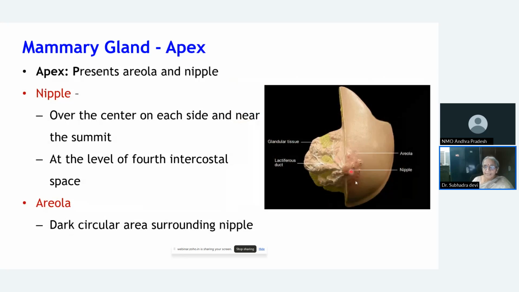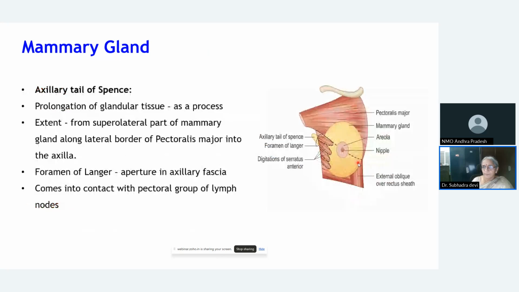And what will be the apex? The areola is on the nipple, and the center is the nipple you are seeing, at the level of the fourth intercostal space. That is important, and correlate it with the apex beat, where you will feel for the apex beat. Then the areola is this dark circular area around the nipple you are seeing.